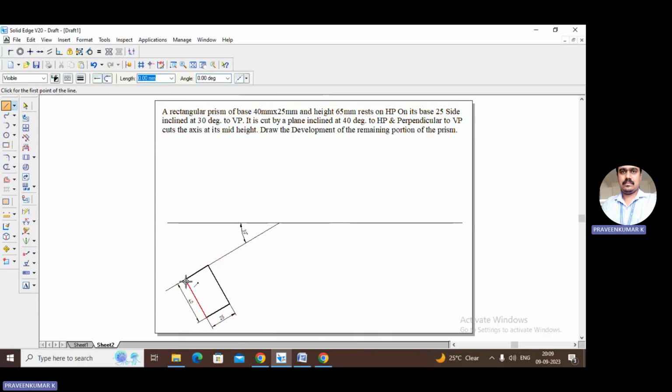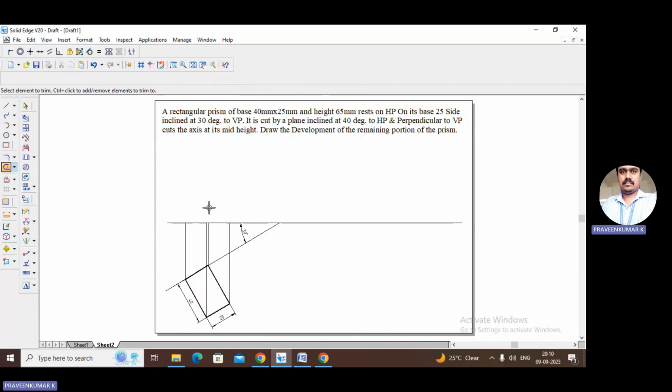Let us draw our projection lines from each and every corner. I'm drawing projection lines from this corner, again from this corner, and from this corner.